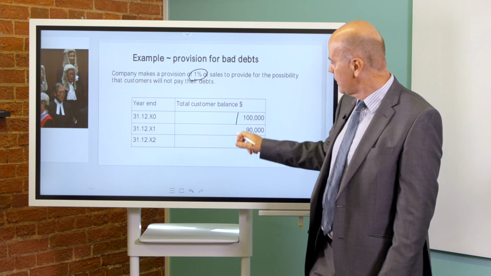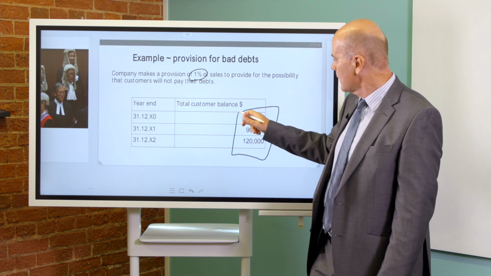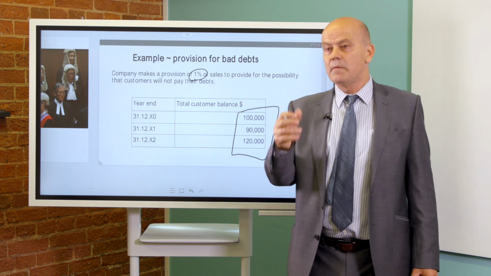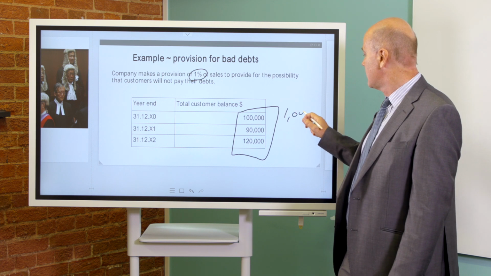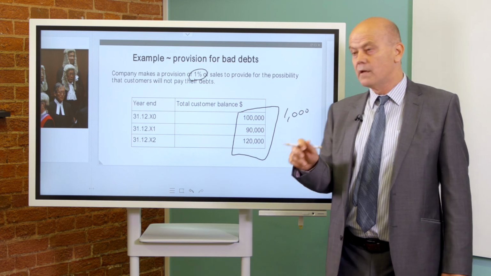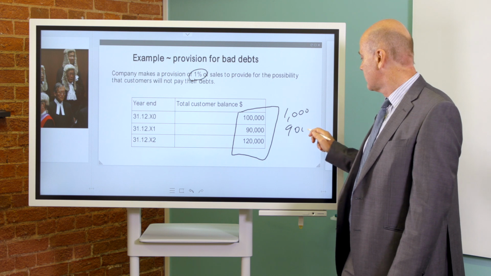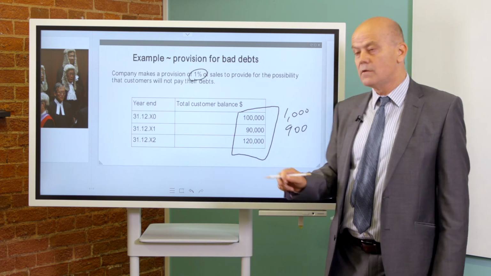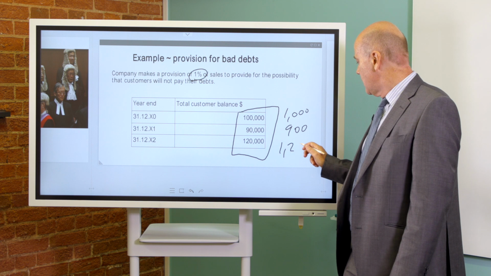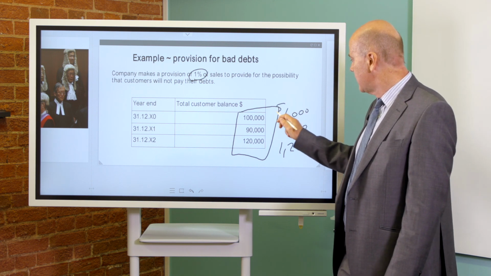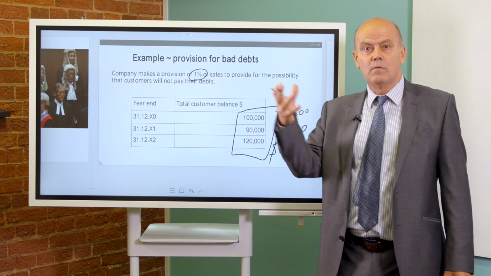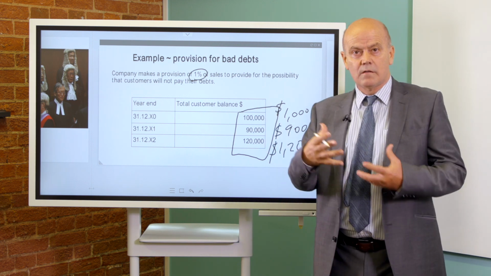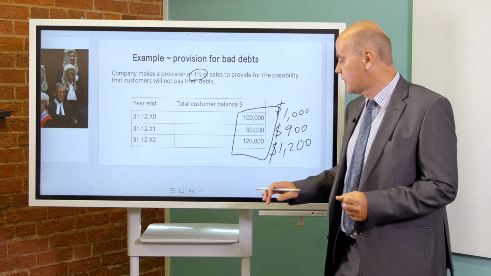These are the customer balances. So I think we can see that maybe 1% of 100,000 is 1,000. And then we could see that would be $900. And that would be $1,200. So these are the size of provisions we need. Basically 1% of the balances. So what I'll do, I'll show you how this works in the accounts, how we actually organize this.